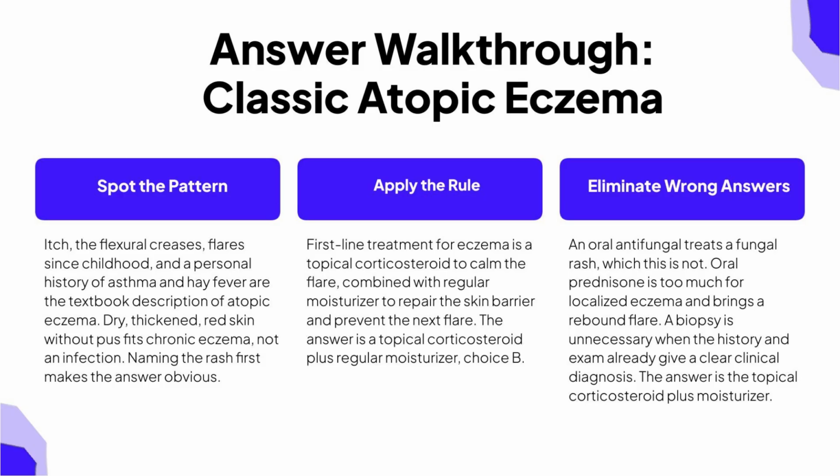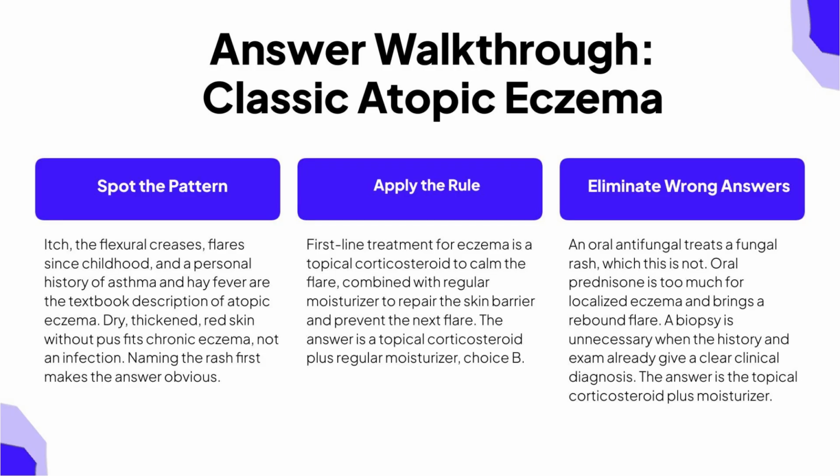Third, eliminate the rest. An oral antifungal treats a fungal rash, and this is not fungal, so A is out. Oral prednisone in C is far too much for a localized flare and tends to cause rebound. A biopsy in D is unnecessary when the history and exam give you a clear clinical diagnosis. Remember, doing too much is wrong just as often as doing too little.